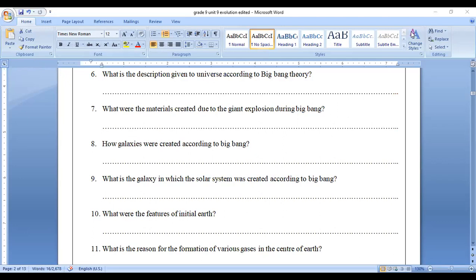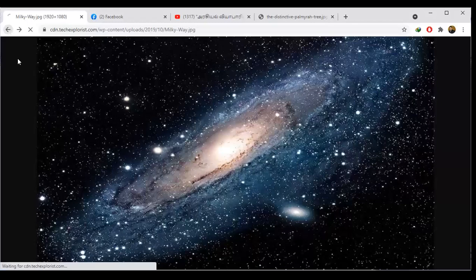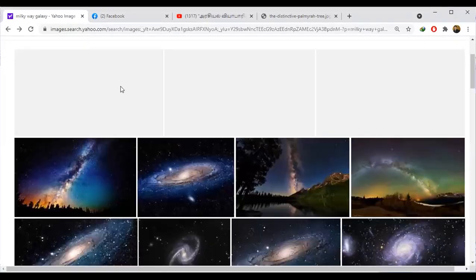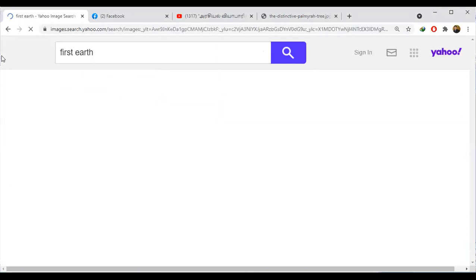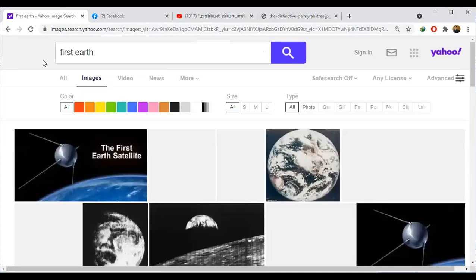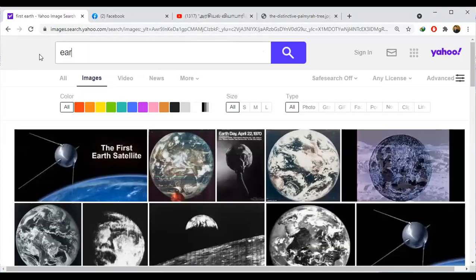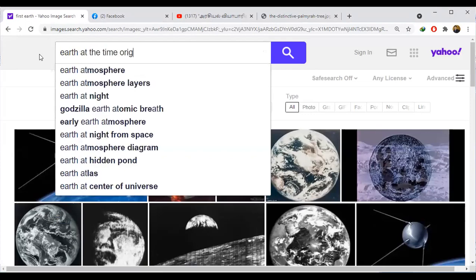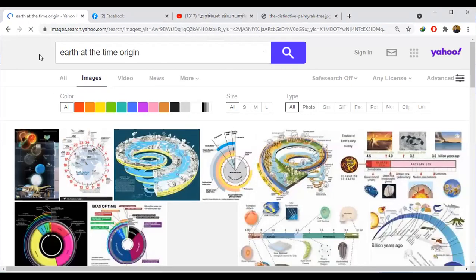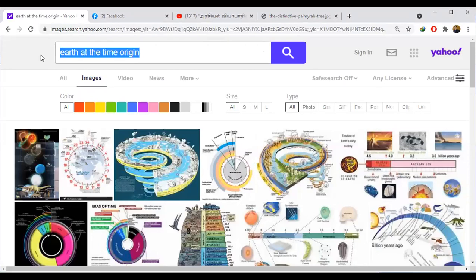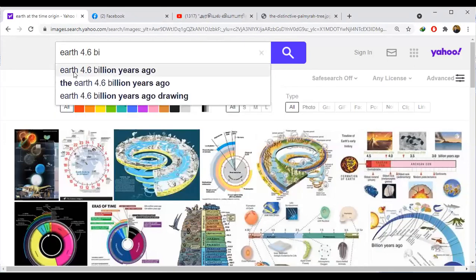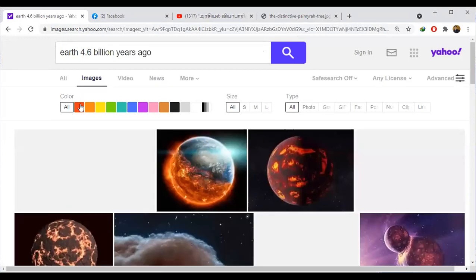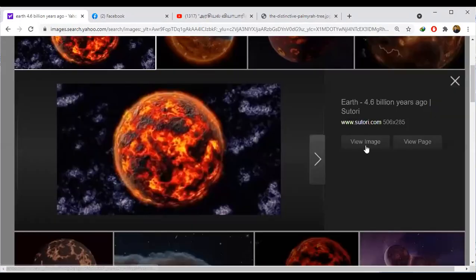Right. So, let's go into the first Earth. Okay, the first Earth. Have they seen the Earth at the time of the Milky Galaxy's origin? Okay, so Earth 4.6 billion years ago. 4.6 billion years ago, we believe this is how Earth appeared.